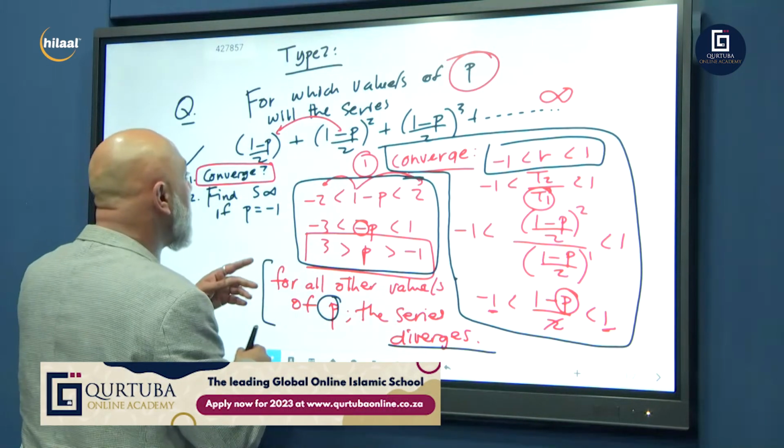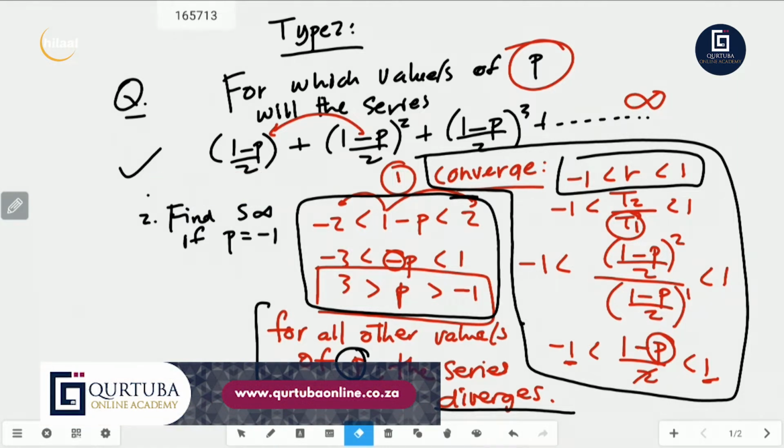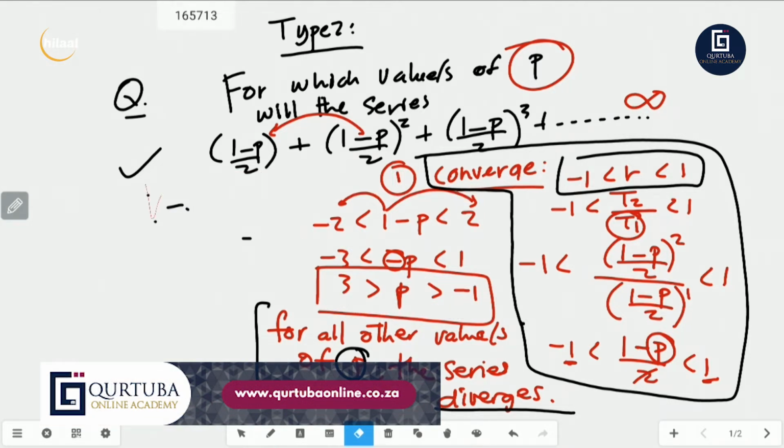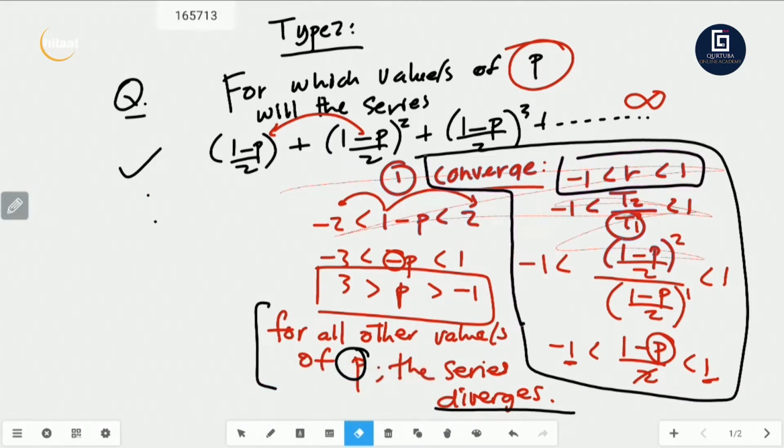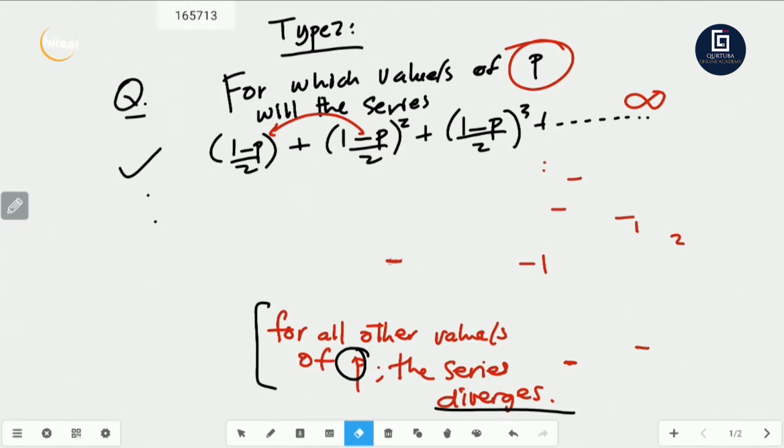So now, if P equals -1, let's erase all of this. Let's take all of this out. There we go. Let's answer question number 2. So we're done with all of this. Lots of writing here. Let's see what we can get here. That's all out. Okay, let's go. Find the sum to infinity if P equals -1.